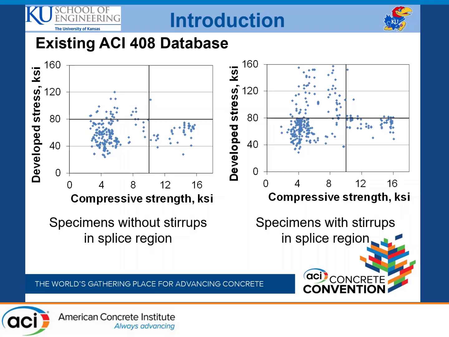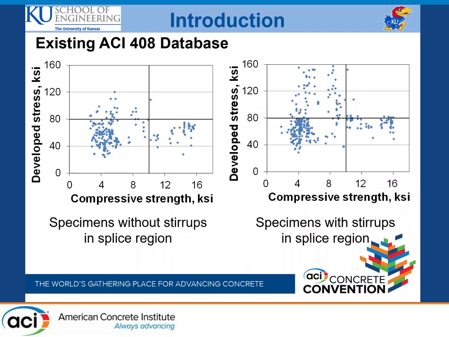We can see two charts. The first chart is for specimens without stirrups in the splice region, and the second chart is for specimens with stirrups in the splice region. The vertical axis represents developed bar stress, while the horizontal axis represents concrete compressive strength. We can see all the tests were conducted mostly for bar stress under 80 ksi, but there are adequate data to validate the current provisions for bar stress above 80 ksi also, but with concrete compressive strength below 10 ksi.